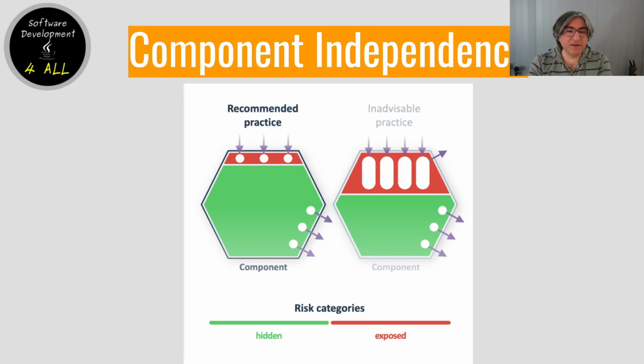So then we have the component independence. The component independence says actually that they talk about hidden and exposed code. The more hidden code, the better. The less exposed code, exposed dependency really. So it talks about how much incoming dependency.